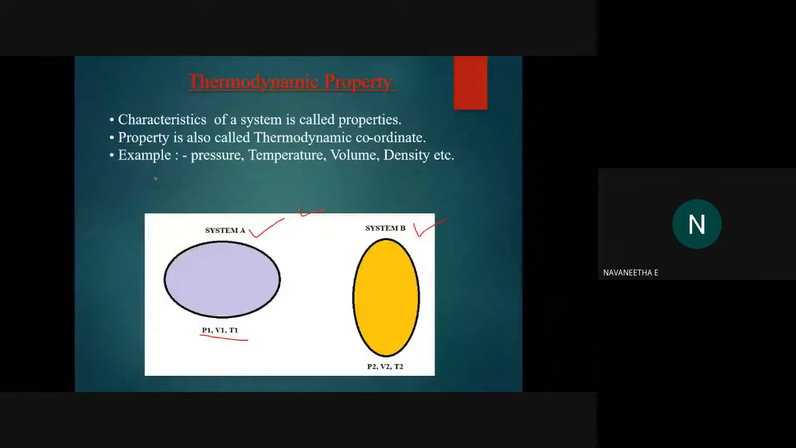Characteristics of a system. First one, characteristic of the system, also called coordinate of the system, coordinate of thermodynamics.